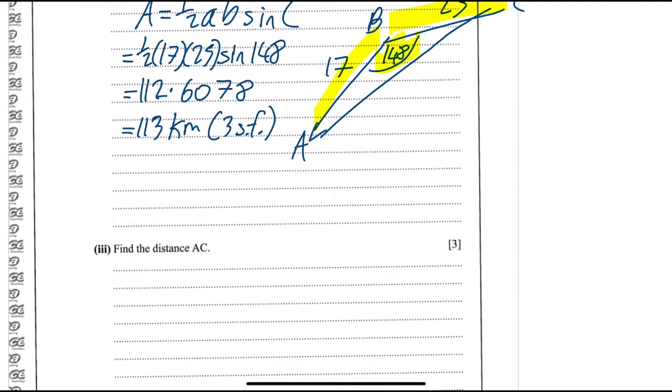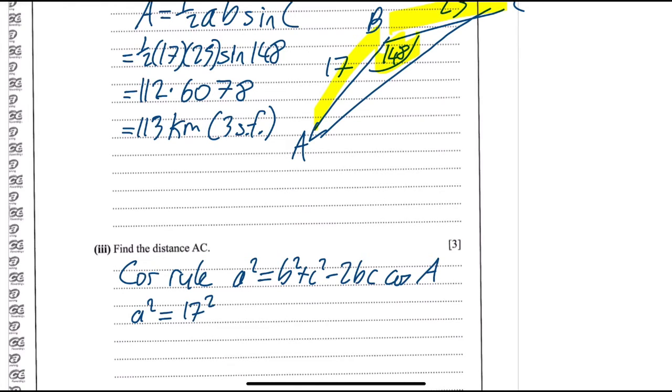We're going to use the cos rule. This will let me write A squared is equal to B squared plus C squared minus 2BC cos A. And we're just going to fill that in. That means A squared is equal to 17 squared plus 25 squared minus 2 times 17 times 25 times the cos of the angle 148.